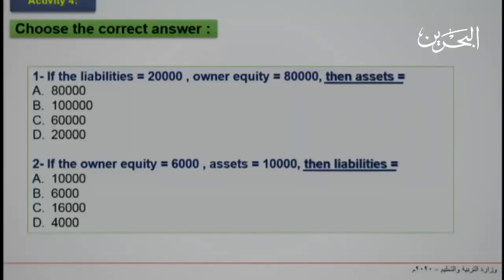Moving to another activity, my dear student, let us read the first one. If the liability is 20,000 and the owner equity is 80,000, then how much will the assets be? The second, if the owner equity is 6,000 and the assets are 10,000, how much will the liability be? Take a few minutes to think about it.